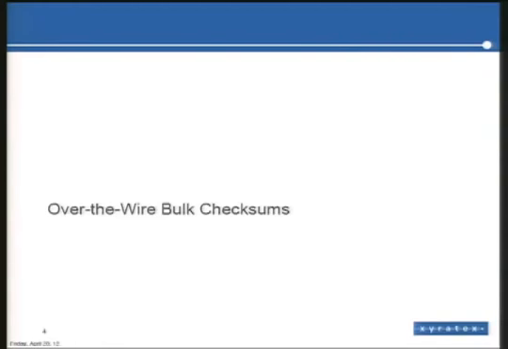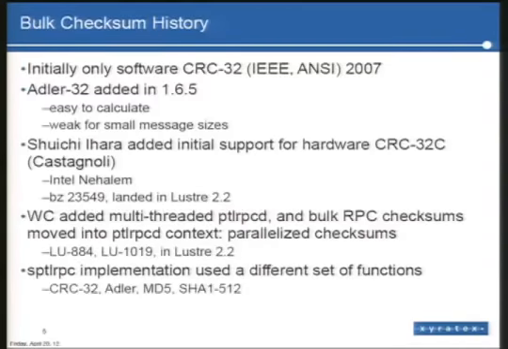So first, the bulk checksums. A little history. Originally started with CRC32, which is a heavily popular standard from IEEE and ANSI. They like that one a lot, so that was the original one that Lustre started with. We added Adler32, which is a much lighter weight checksum that was easy to calculate, but people have problems with it, and they claim that there are cases where it's not a strong checksum.